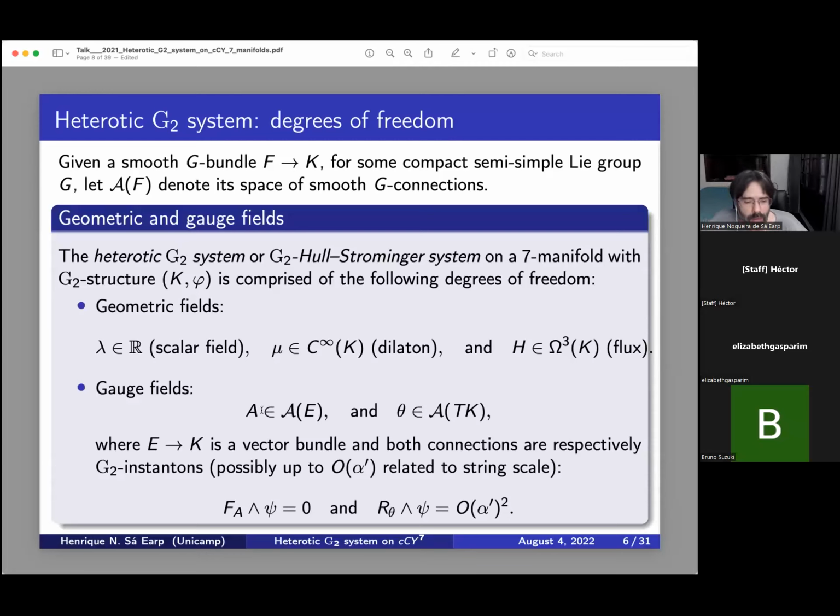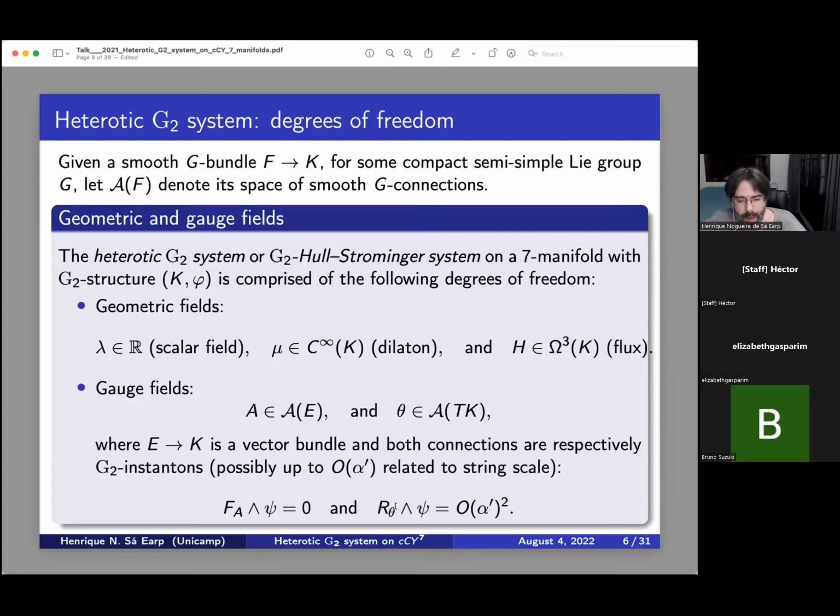Now we have gauge fields, which would be a connection A on a bundle, say, we're going to call E, and a connection theta on the tangent bundle of K itself. So we need 2 gauge fields and 3 geometric fields satisfying a number of relations. First of all, we expect both the gauge fields to be G2 instantons on their own. So they must wedge with psi, as I told you, to give 0, so that they lie in the 14-dimensional irreducible subbundle of 2 forms.